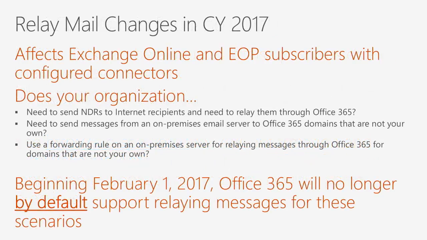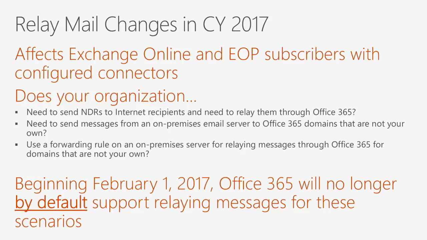Some other things that are coming up, we're changing the default way that we do email relay in Exchange Online and Exchange Online Protection. So if your organization has any of these three requirements: if you have to send NDRs to internet recipients and relay them through Office 365, if you have to send messages from an on-premises email server to Office 365 domains that are not your own, so other customers or tenants, or if you have a forwarding rule that goes from on-premises and is relayed through Office 365. Effective February 1st, those things will not work anymore. We're changing the default out-of-box behavior.